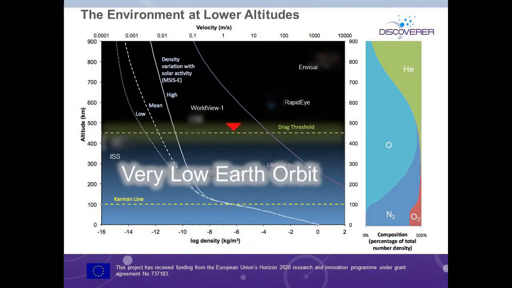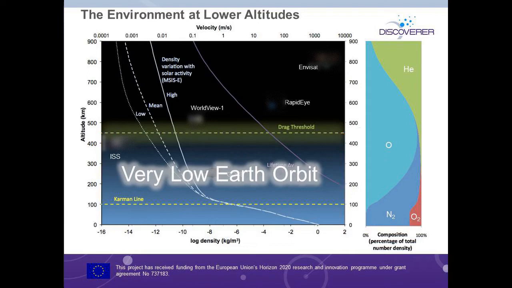We've said this is the drag threshold at about 450 kilometers. Above that, you can get away just about by ignoring drag. Below that, you absolutely have to take it into account. You have to compensate for it in some way. And so it's this band that we call VLEO that we'll talk about in a minute.